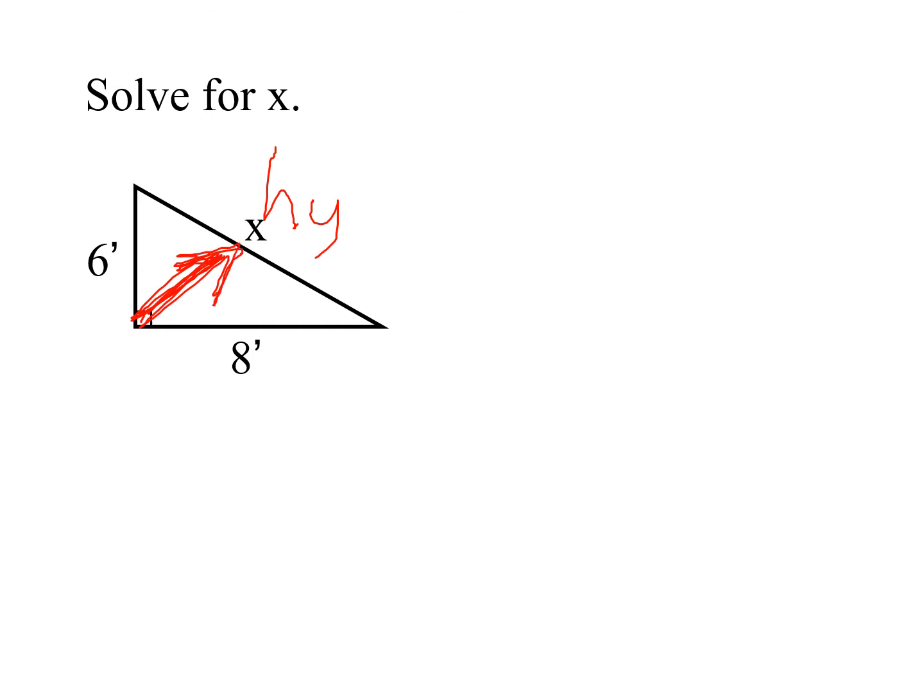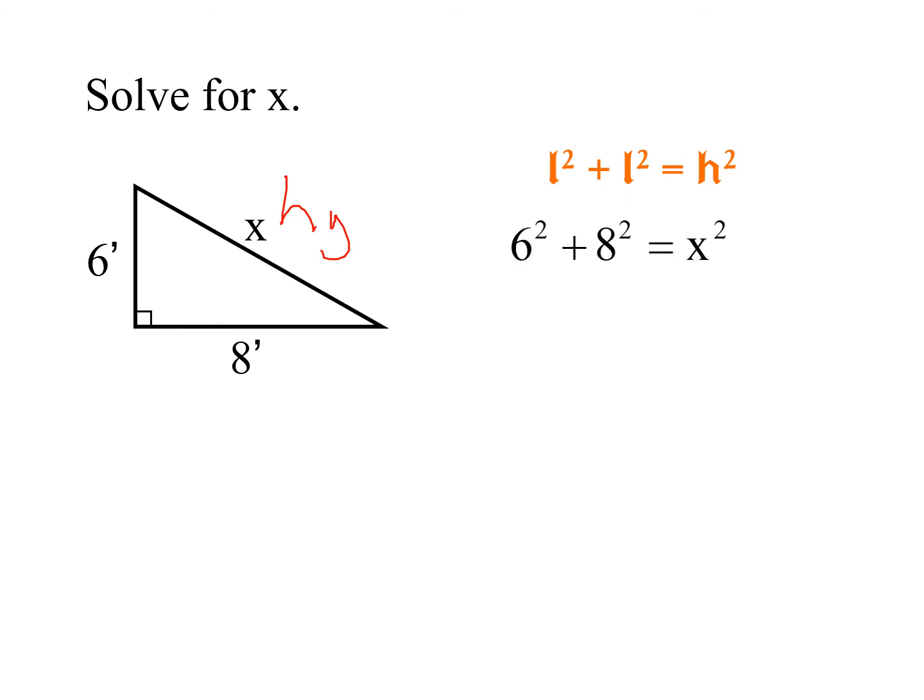Alright, so now let's think about the formula. The formula is leg squared plus leg squared equals hypotenuse squared. Let's plug in leg, and hypotenuse. Doesn't matter which leg goes where. As long as you got x for your hypotenuse, you're going to have the legs just fill in any way you want. You can have the 8 first or the 6 first.